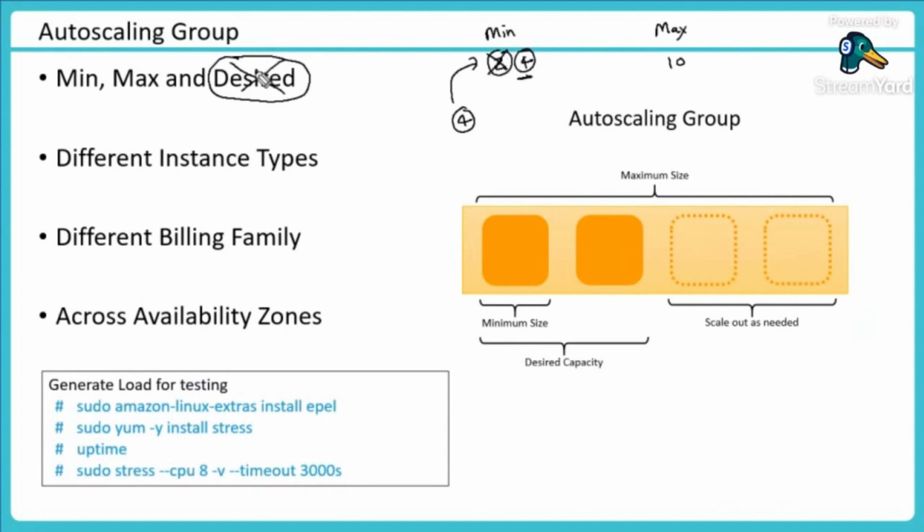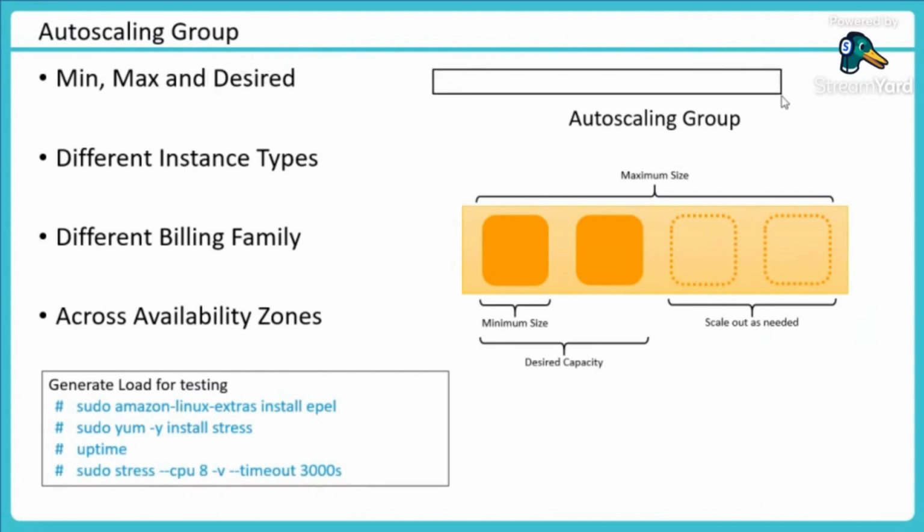So if we do not have desired, then there is no idea what the current capacity is and what the minimum capacity is, because if you just keep on increasing the minimum, then it becomes a permanent kind of fixture in your environment. So what you would do is say, hey, this is my auto scaling group. Minimum is 2. Maximum is 10.